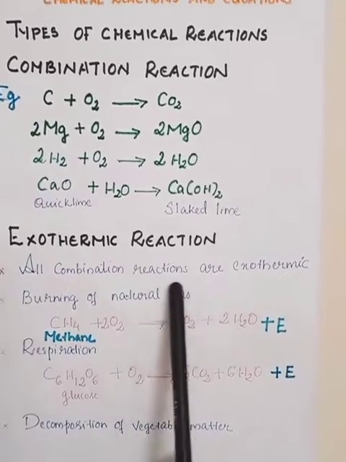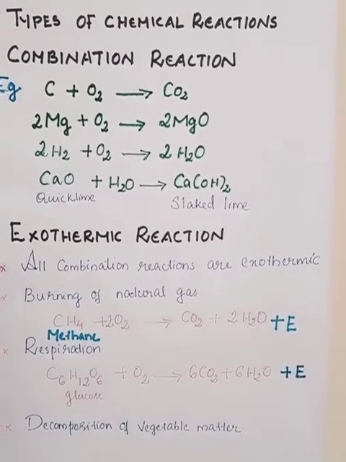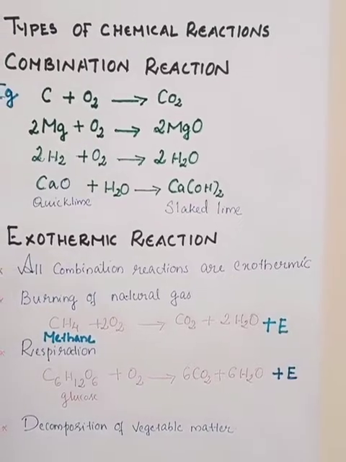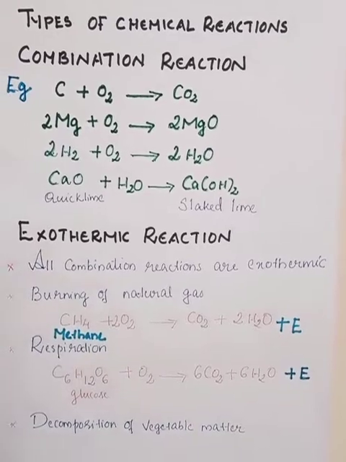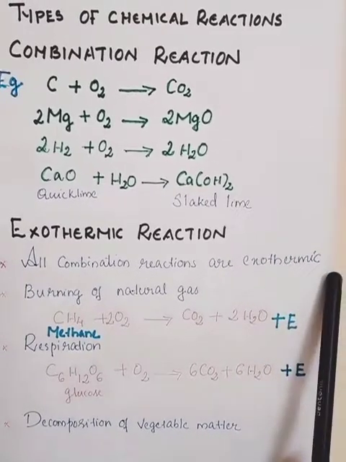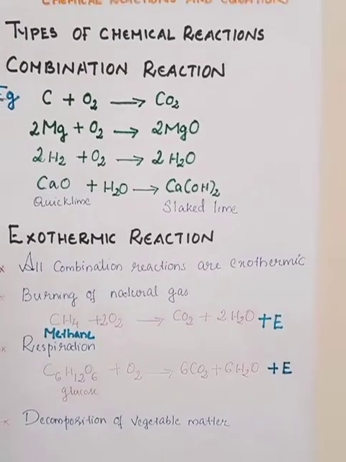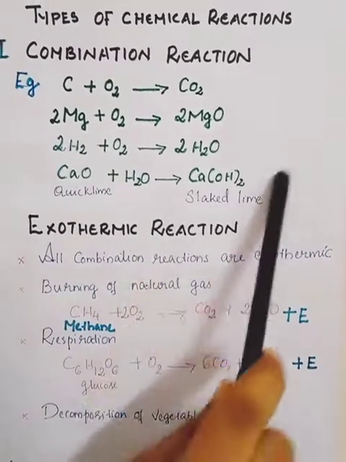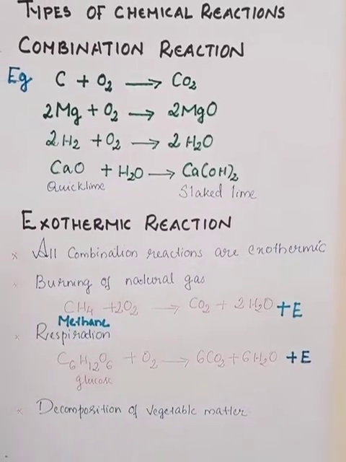All combination reactions are exothermic in nature. This point you have to keep in mind. Exothermic means heat is given out. That is one of the important characteristics of combination reactions. What is exothermic? Exothermic means those chemical reactions in which heat is given out. So during all these combination reactions, heat will be given out from the reaction mixture.